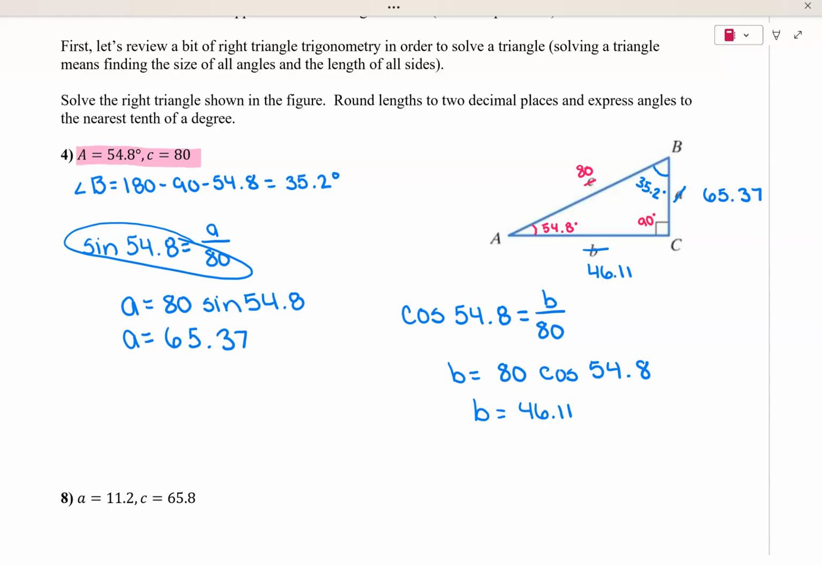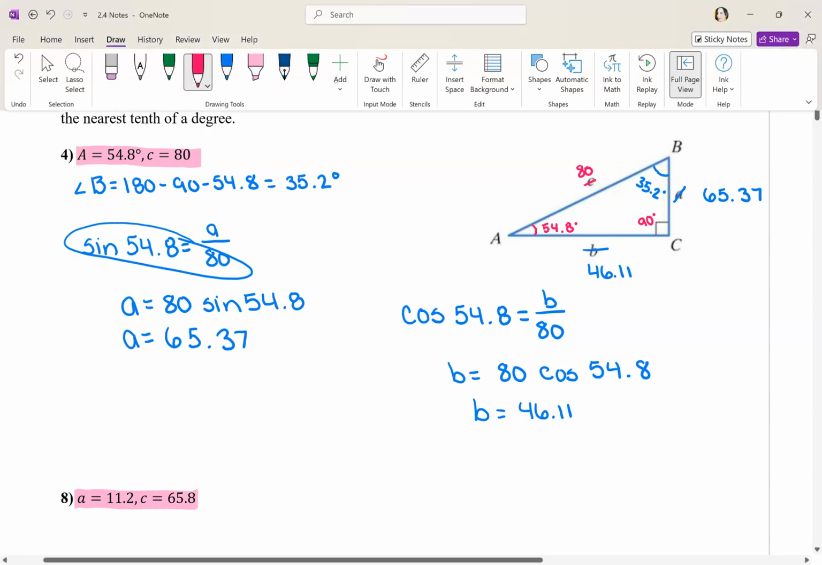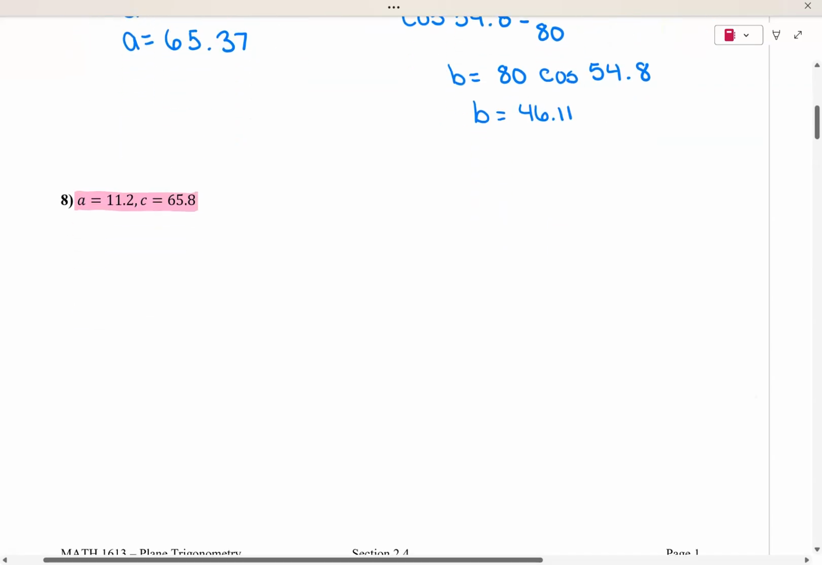Okay, so it's up to you. If you would like to pause the video, go ahead and do this next example. If you don't, we will start it together.